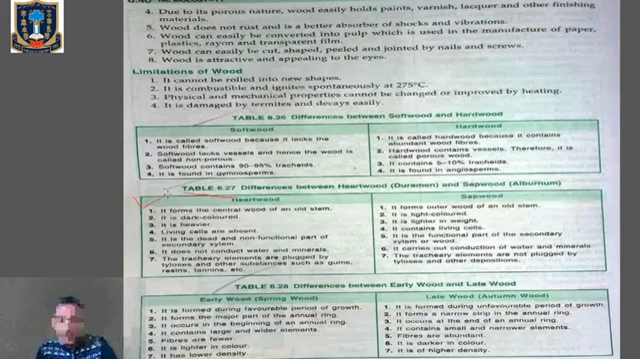Heartwood does not conduct water and minerals, whereas sapwood helps in the conduction of water and minerals. In heartwood, the tracheal elements are blocked by tyloses and other substances, whereas in sapwood, the tracheal elements are not blocked by tyloses and other depositions.